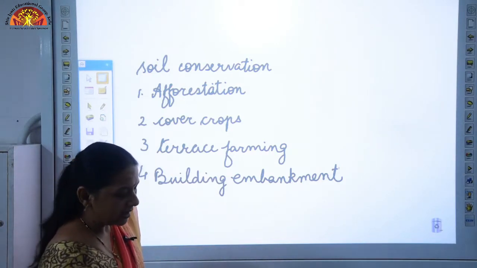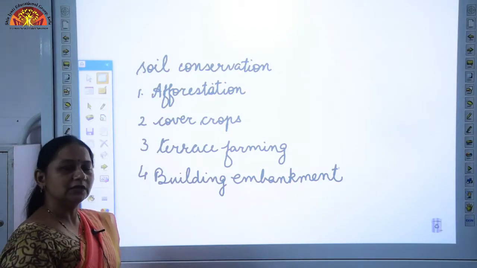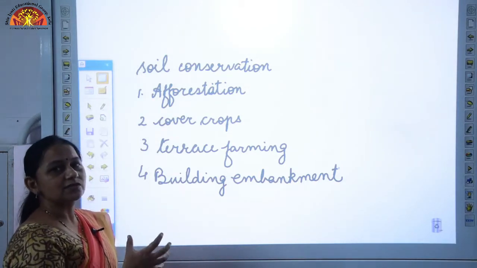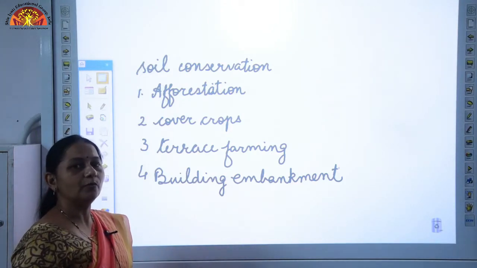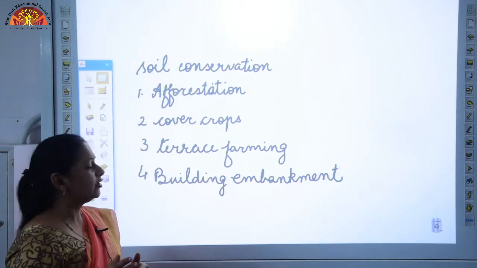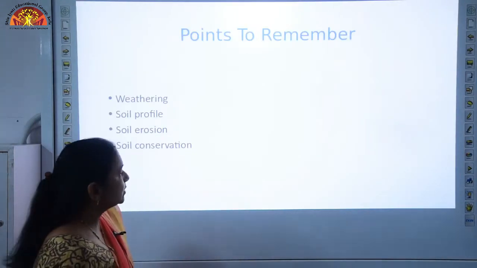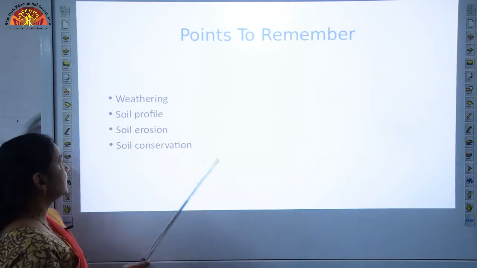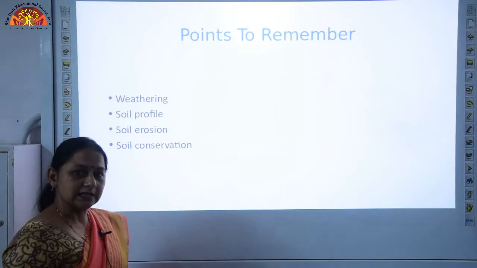The other ways are growing bushes along the fields so that the soil is not easily carried away by wind or by the flowing water. So these were the important topics of this chapter, that is weathering, soil profile, soil erosion and soil conservation.